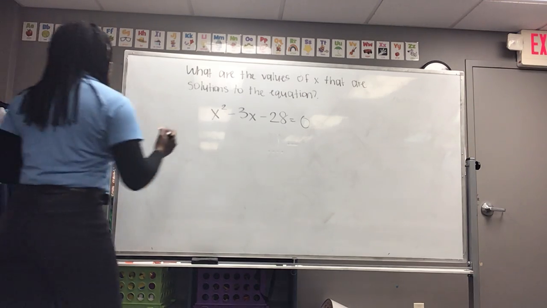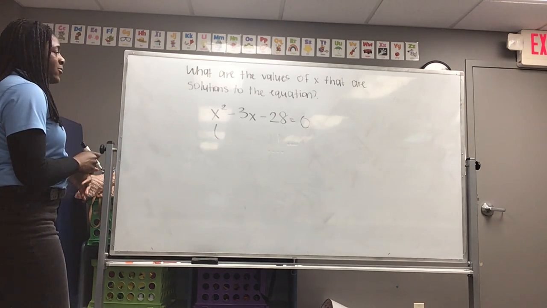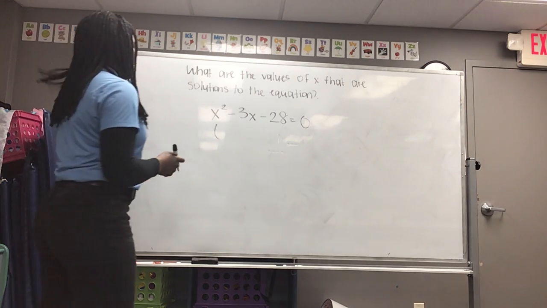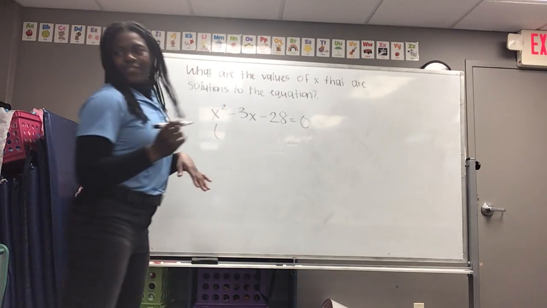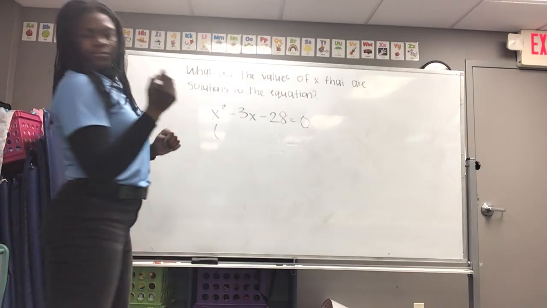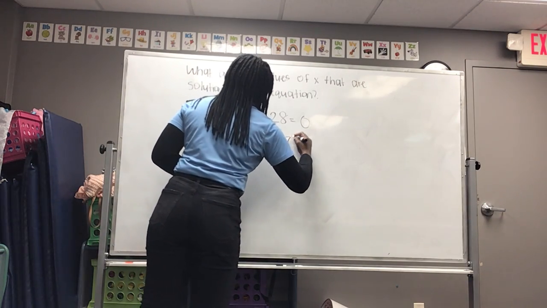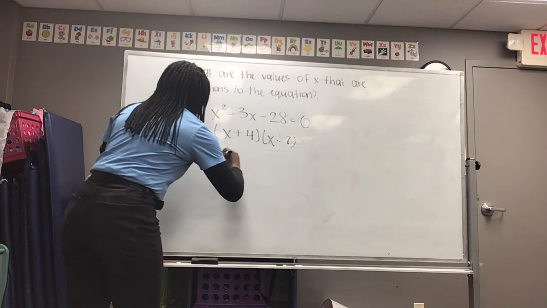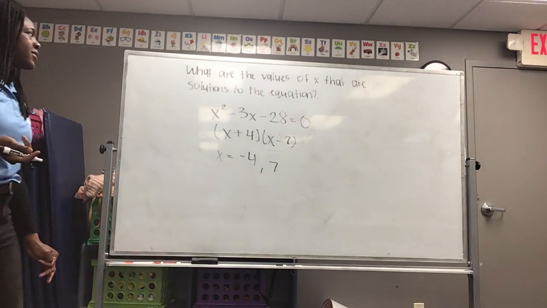Okay, so we want two numbers that multiply to negative 28 and add to negative 3. So that would be 4 and negative 7, is that right? Okay, so x plus 4, x minus 7, and so x would equal negative 4 and 7. Those are my two answers.